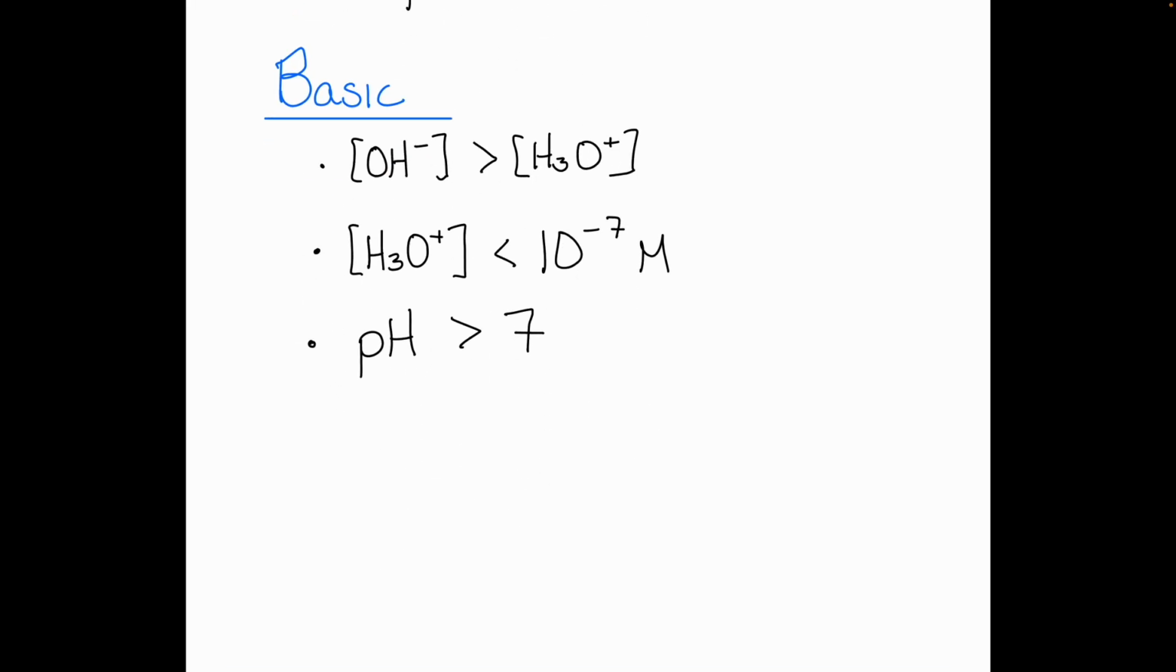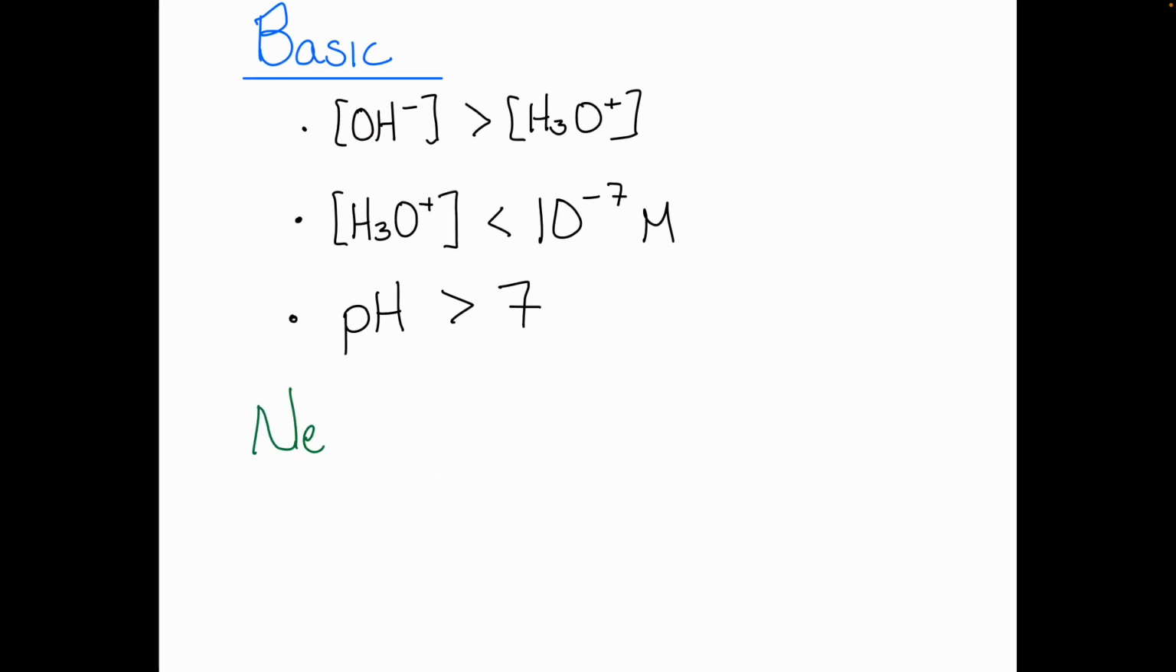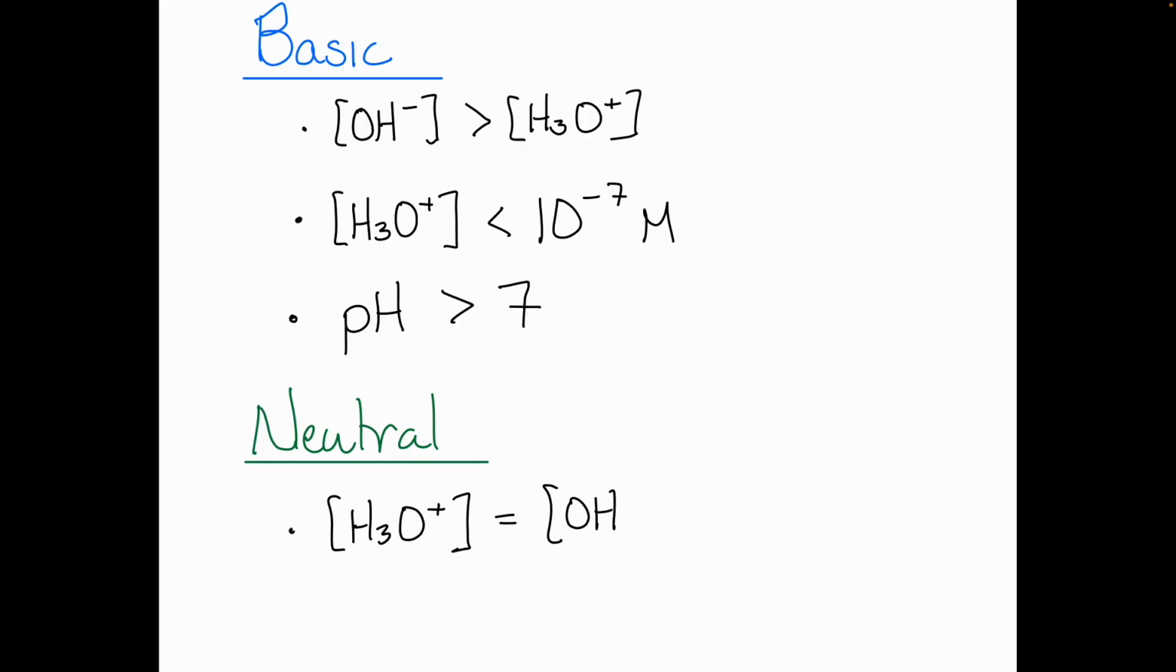All right, and then lastly, if we had a neutral solution, that means that the concentration of hydronium is equal to the concentration of hydroxide, which, given that the product has to be 10 to the negative 14, they both would have to be 10 to the negative 7 molar, which means that the pH of a neutral solution would be 7.